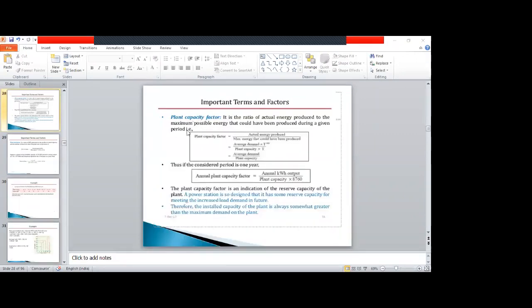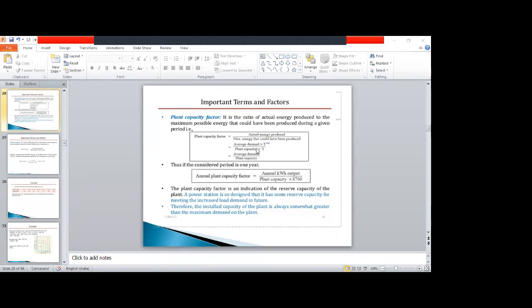So if you recall, what is plant capacity factor? It is the ratio of actual energy produced to the maximum possible energy that could have been produced during a given period. So this factor represents the plant capacity. This can be calculated for a given duration. It may be for 1 year, or for 1 month, or during a day. So you can calculate.